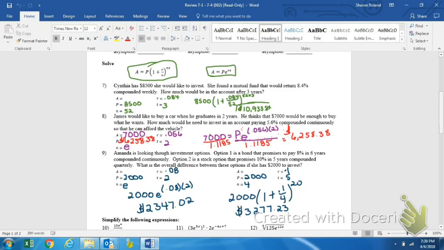Okay, they didn't ask which one's better. They asked what was the difference between them. So you're going to have to do $3,277.23 minus $2,347.02. So I'm going to subtract 2,347.02. The difference is $930.21. So here's the answer to that problem.